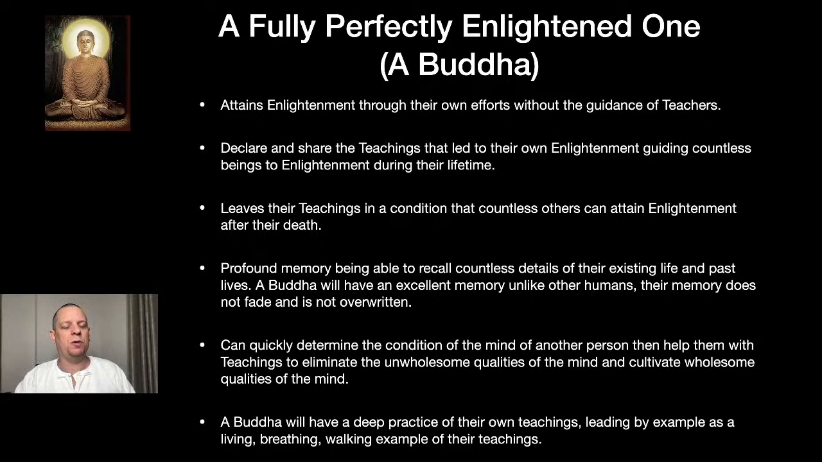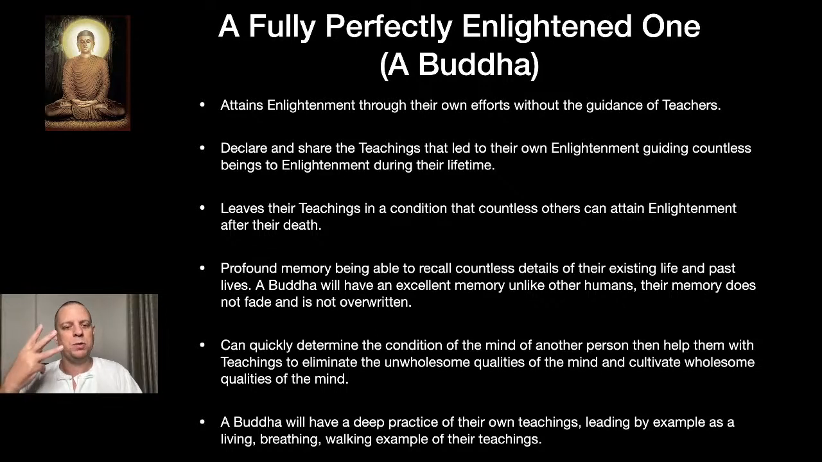And he declared those over 45 years of his life, and he shared them with more and more and more people, which led to the enlightenment of countless other people during his lifetime. So that's the second criteria, is that a Buddha is going to declare teachings and lead countless other people to enlightenment during his lifetime. Then the third criteria is that once the Buddha dies, this individual is going to leave the teachings in such a condition that countless other beings attain enlightenment after their death.